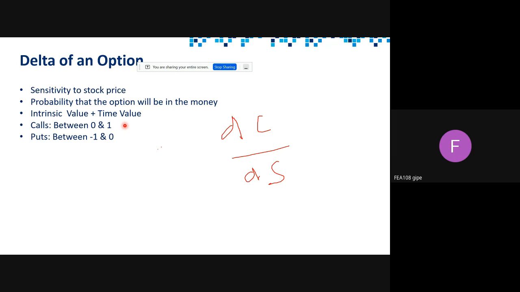Everybody clear with this simple principle? Yes, sir. Can we walk through? Yes, sir. Perfect, okay.